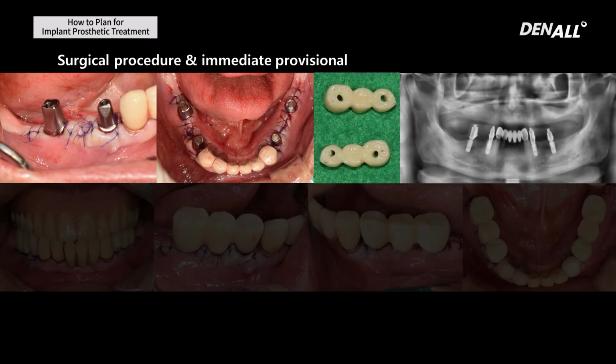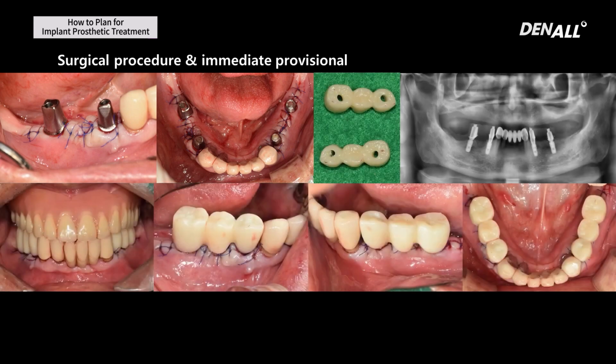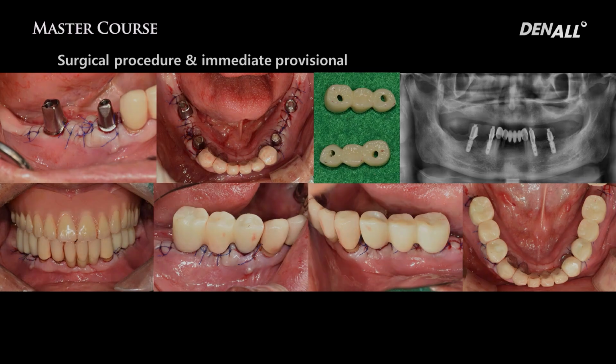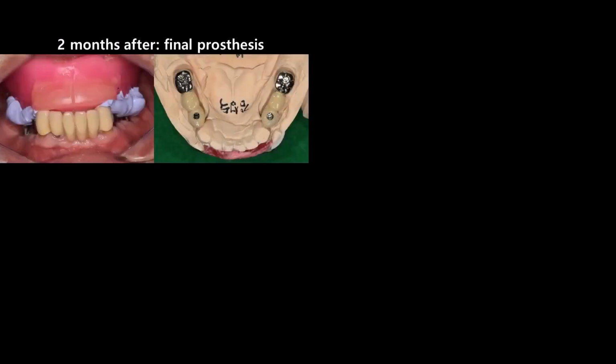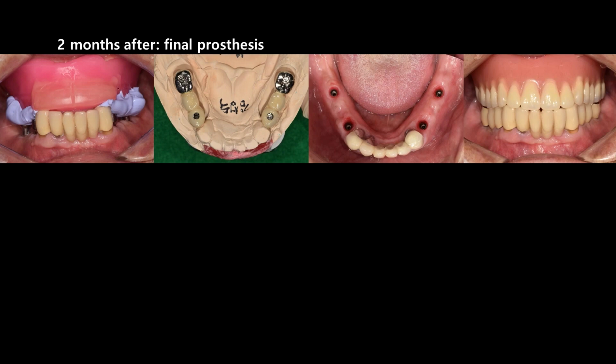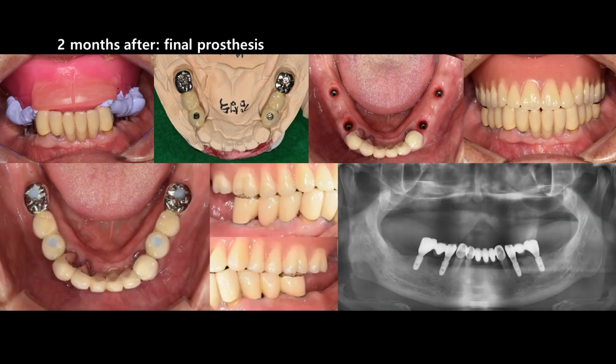Provisional restoration, which was prepared ahead, was provided to the patient on the same day so that the patient could have meals. This is after 2 months of healing. Denture was provided for the upper and fixed restoration was provided for the lower.